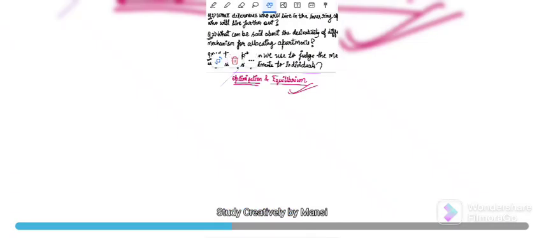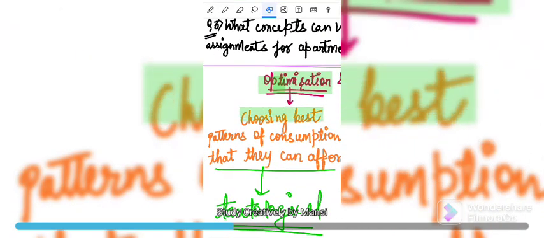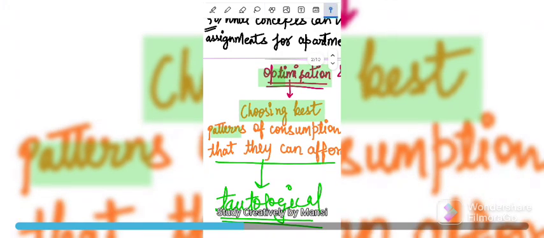So we will be talking about optimization and equilibrium in great detail. This optimization principle says that when you have to choose the best patterns, so the keyword here is choosing best patterns. This principle talks about the best patterns of consumption that the consumer can afford. So basically people try to choose the best patterns of consumption that they can afford. So this is what the optimization principle is. When we talk about the optimization principle, it is almost tautological, so that's why I've written the word tautological here.